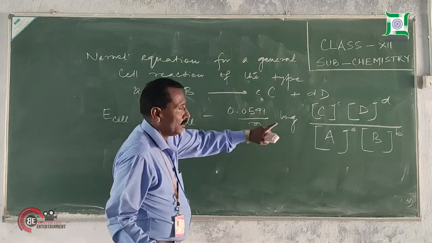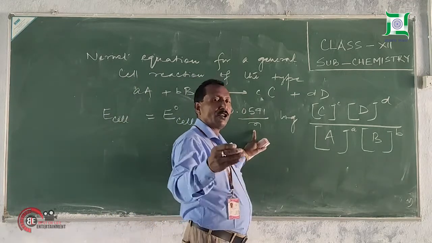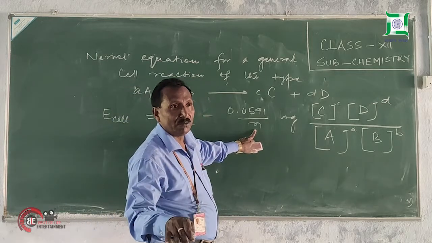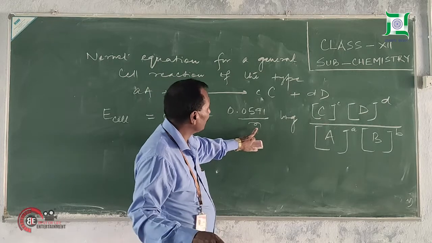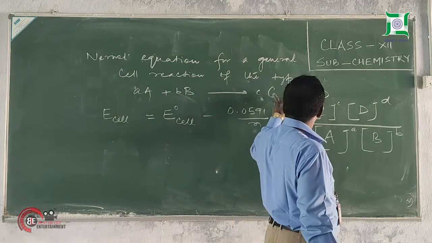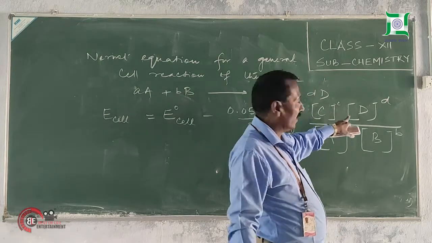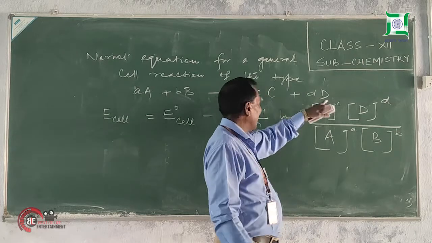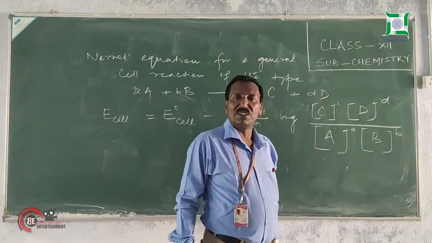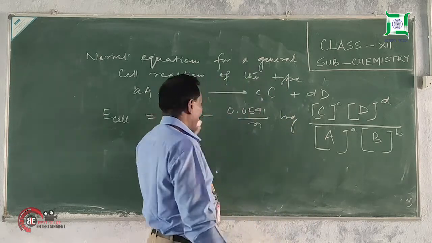So first you understand this Nernst equation and how it will be used for doing some numericals. n is the number of electrons involved, either lost or gained, in a redox reaction. Here is the concentration of products raised to the power equal to their numerical coefficients, c and d. Similarly, this is the concentration of reactants, and the powers are their numerical coefficients.